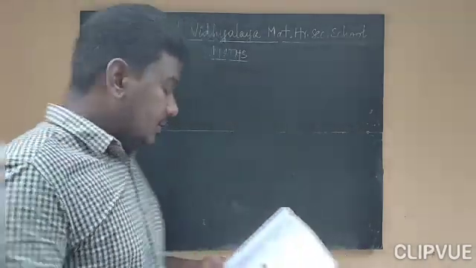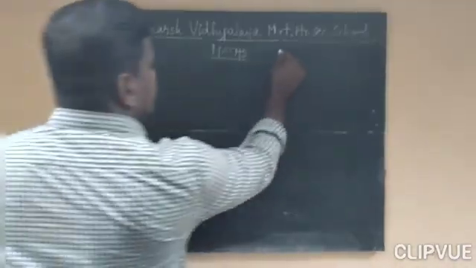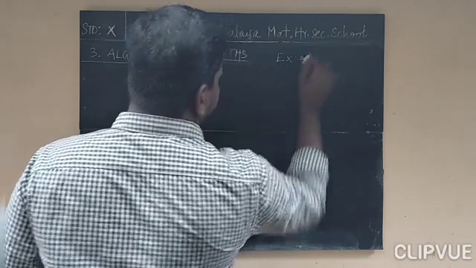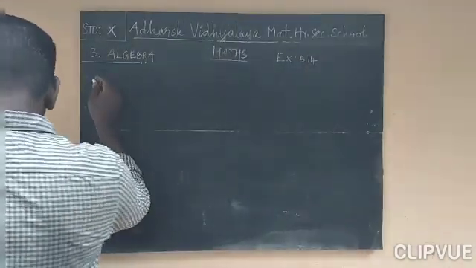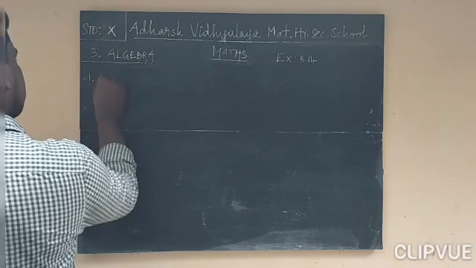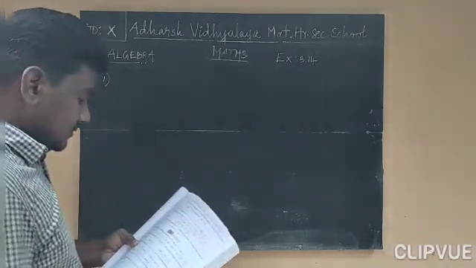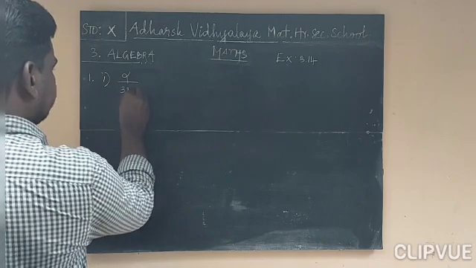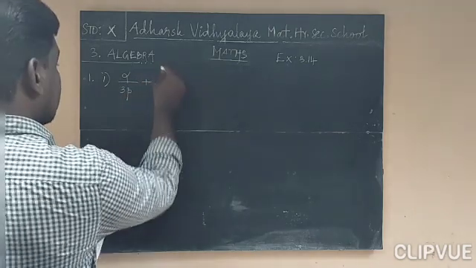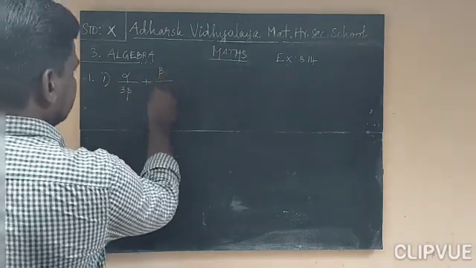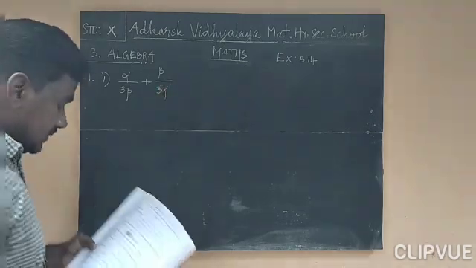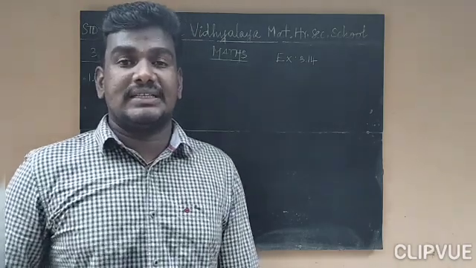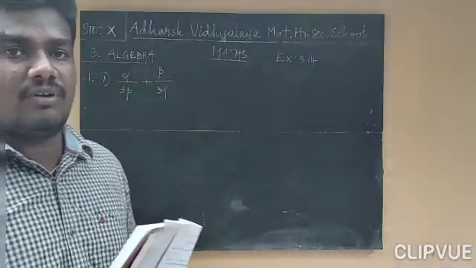Exercise number 3.14. First question, first subdivision. Write alpha by 3 beta plus beta by 3 alpha in terms of alpha plus beta and alpha into beta.